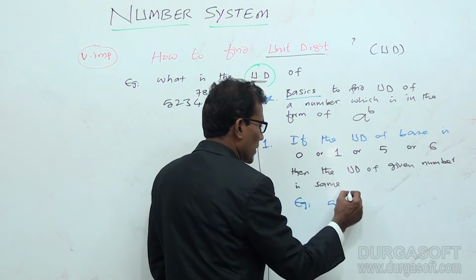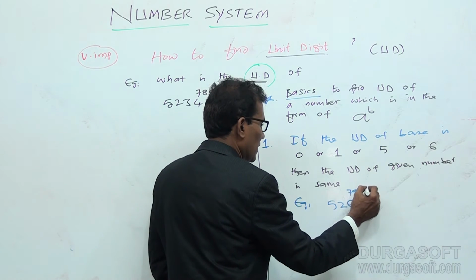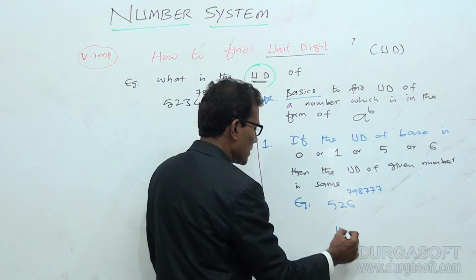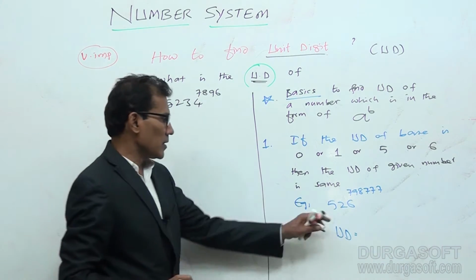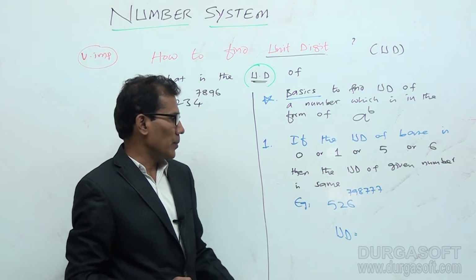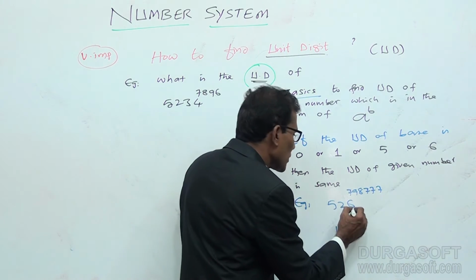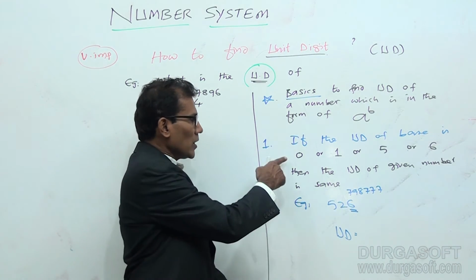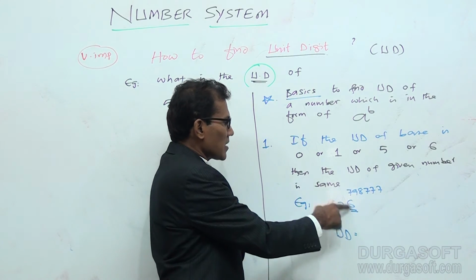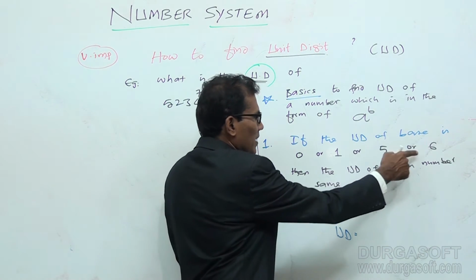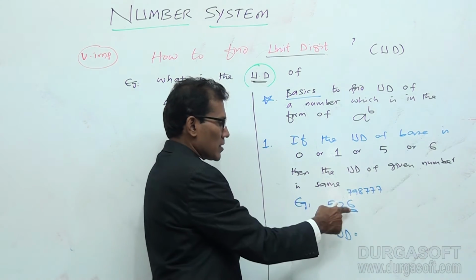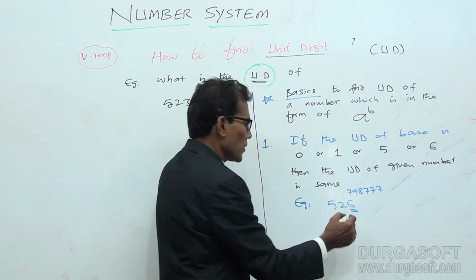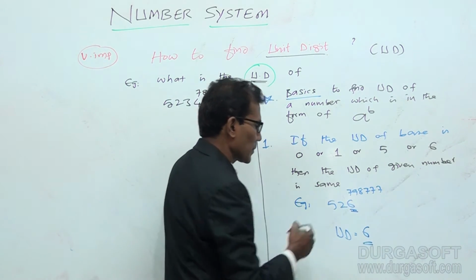5 to the 6 power 798,777. What is the unit digit? It is in the a power b form. Just check the unit digit of the base. The unit digit of the base is 6. We know the rule. If the unit digit of the base is either 0 or 1 or 5 or 6, it is going to be the same. So 6 is the unit digit. So your unit digit 6 is your answer.